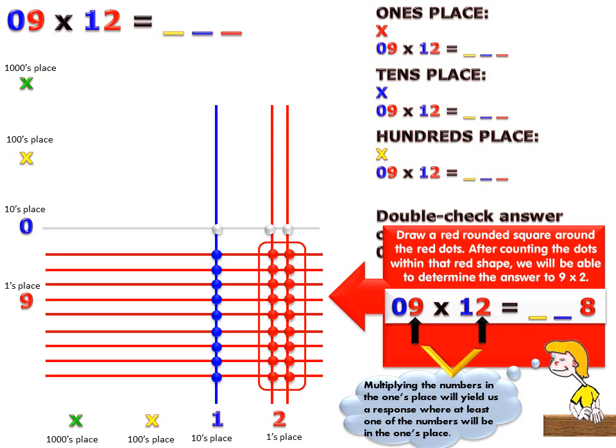So, as we multiply the numbers in the ones place, notice that we're going to yield a response where at least one of the numbers will be in the ones place. 9 times 2 gives us 18 dots. The 8 of that 18 is in the ones place.